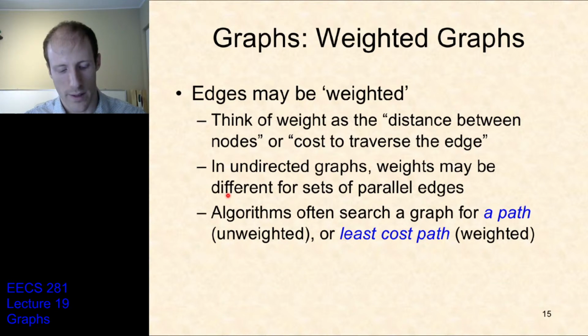In the case of undirected graphs with parallel edges, the different edges might have different weights. And a lot of graph algorithms will involve trying to optimize paths in relation to these weights. And so you might want to find a shortest or least cost path through a graph to get from node A to node B.